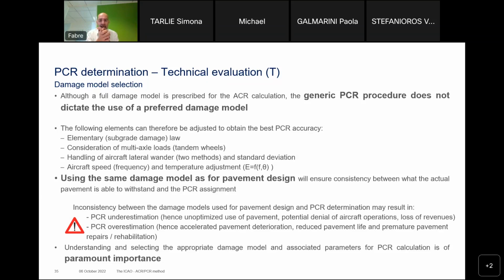So the understanding and selection of the appropriate damage model and all associated models for the PCR calculation is very, very, very important.